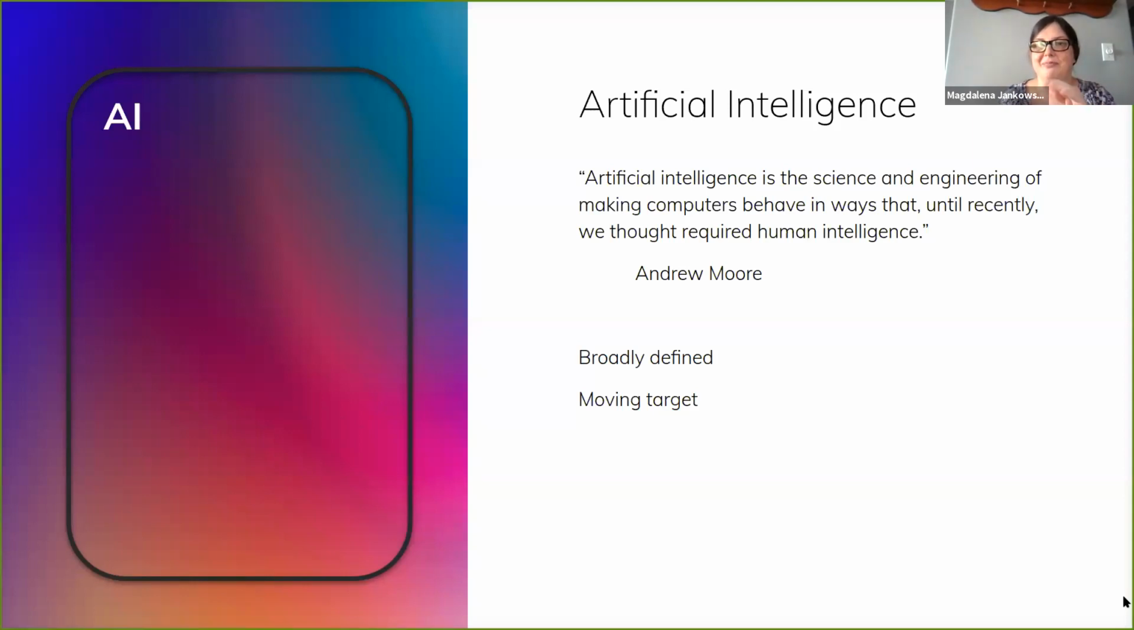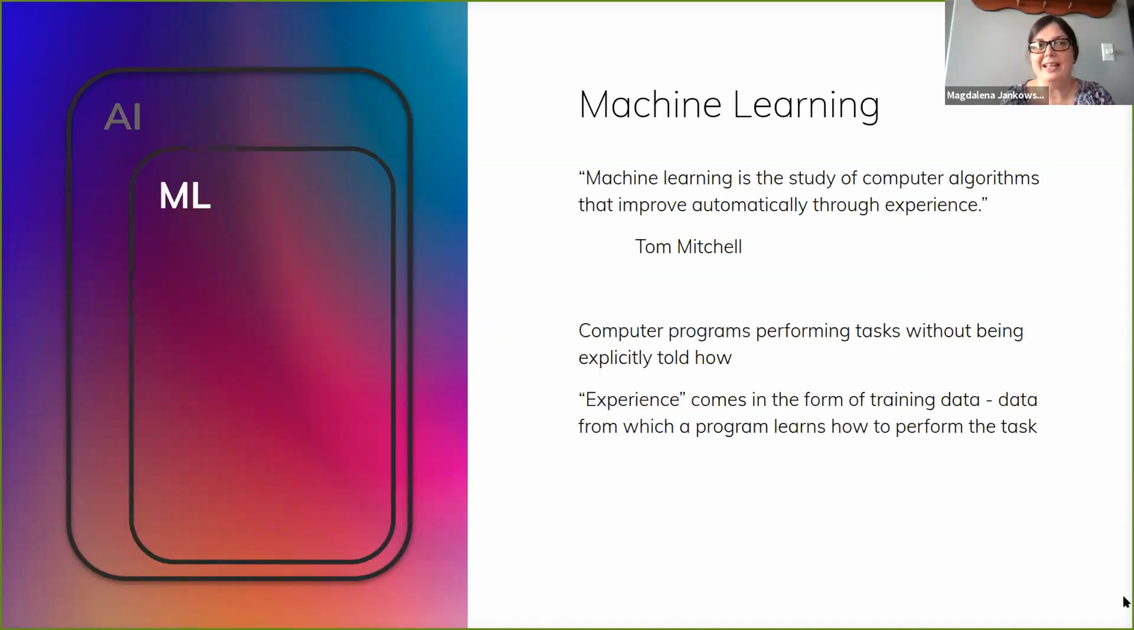Machine learning is very well defined. It can have a very mathematical definition, and it's a subset of artificial intelligence. There are AI systems that are not machine learning systems, but machine learning systems are the most successful and popular.